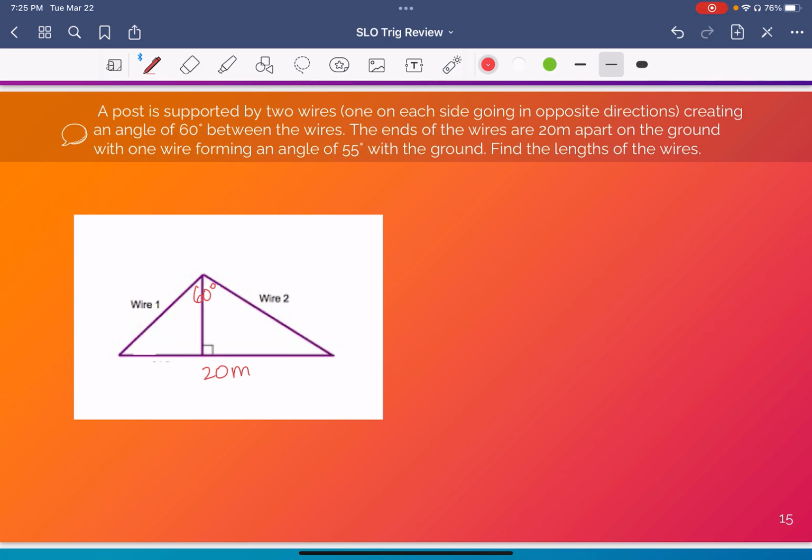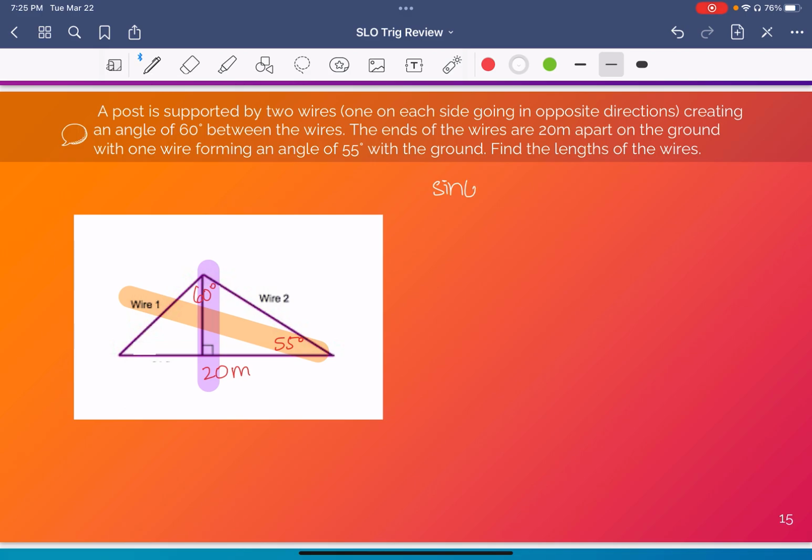And one wire is 55 degrees with the ground. It doesn't say which one, so it really doesn't matter where you place it. And then it says find the lengths of the wire. So we're looking for wire 1 and wire 2. So notice that I have a pair, I have an angle and a side. I also have an angle and a variable that I'm solving for, so I can use law of sines here.